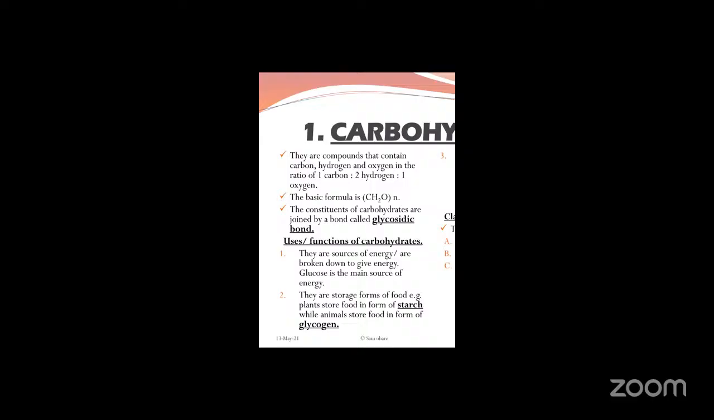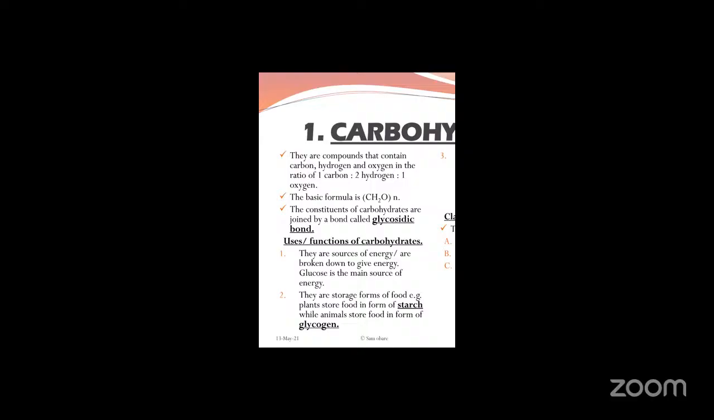Okay. Now, carbohydrates have several functions in the body. For example, they are the major sources of energy in the body. When we take in carbohydrates, we break down those carbohydrates that we have consumed and we use them in our body for energy. That is the reason why almost every meal that we consume has a portion of carbohydrates.